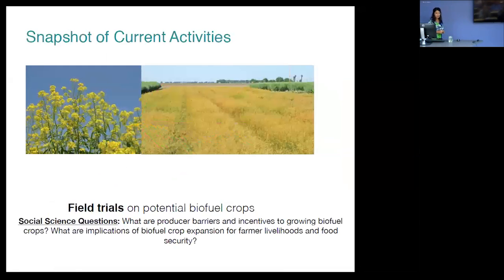And then I'm going to pass it on to Hannah. But I just wanted to say that the social science component of this project, we very much hope to integrate and interact with the other parts of this project. For example, Carrie Miller is leading trials on potential biofuel crops. And in the future, once we have a better understanding of that, it would be really interesting to see what are producer barriers and incentives to implementing those strategies.